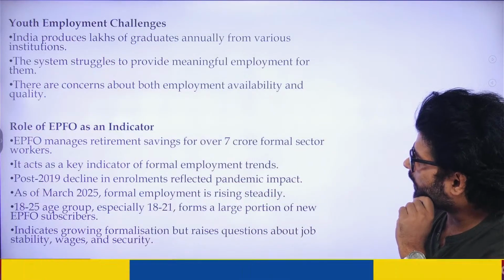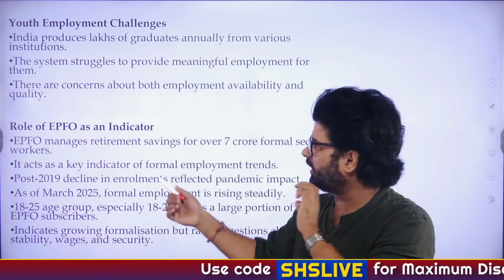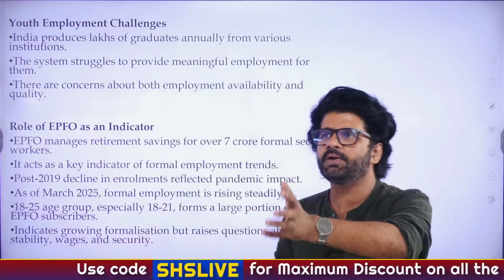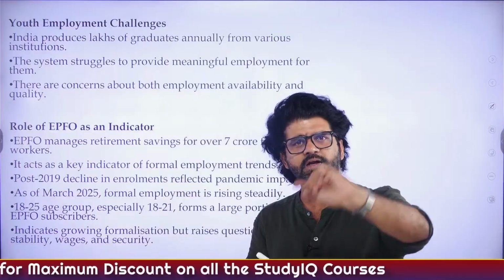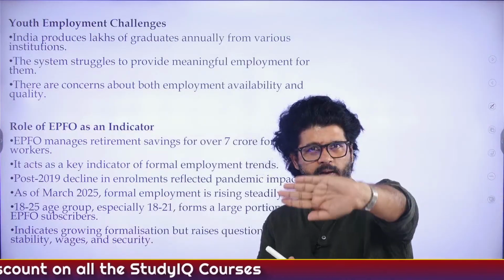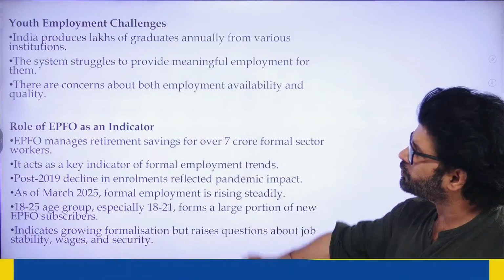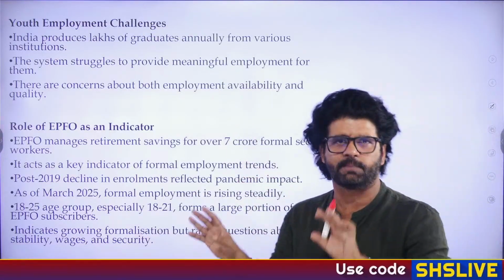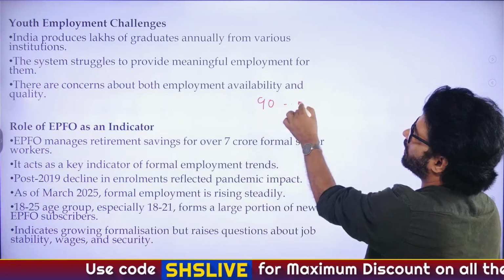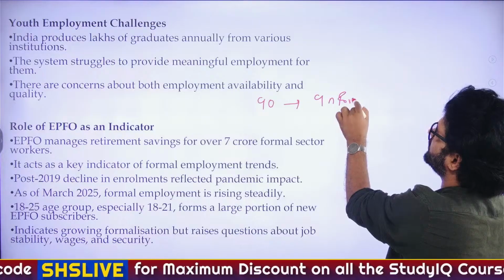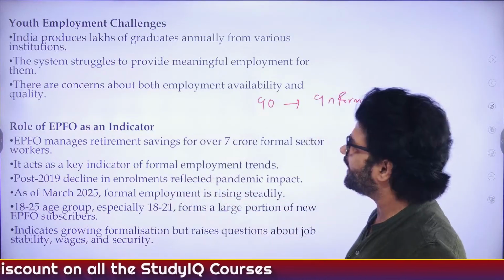EPFO, Employee Provident Fund Organization. If a company has 20 or more employees, a certain amount of money will be taken from your salary, a certain amount will be contributed by the employer, and that will be taken as your retirement fund. That shows how many people are there in the formal sector. In general, if 100 people are working in India, 90 are working in the informal sector. Informal sector, 90%. And the formal sector, where you get regular salary, etc., is only 10%.